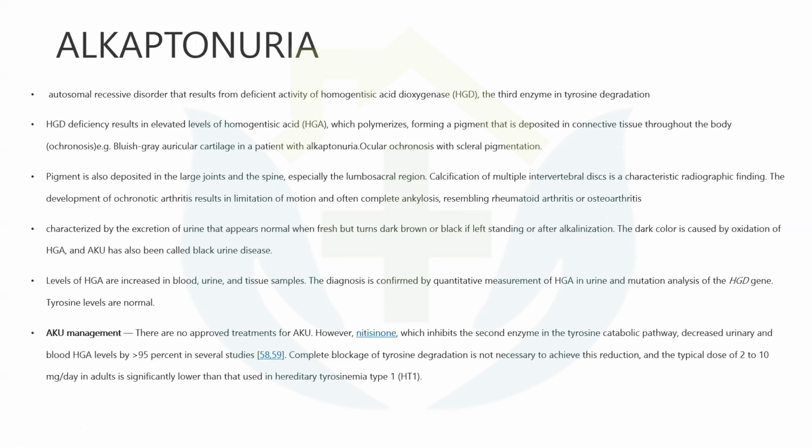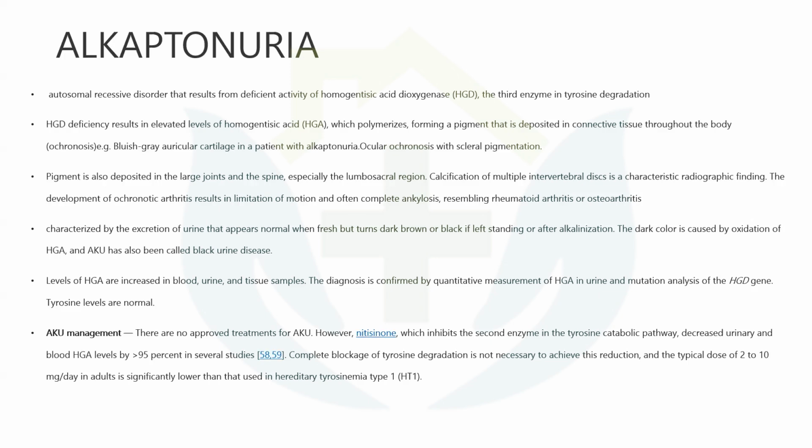The next topic is alkaptonuria. It is an autosomal recessive disorder, and the basic deficiency is of homogentisic acid dioxygenase, the defective enzyme here, which is part of the tyrosine metabolism pathway. Because of this enzyme defect, homogentisic acid will not be metabolized, so it accumulates in the body and is then deposited in different connective tissues.